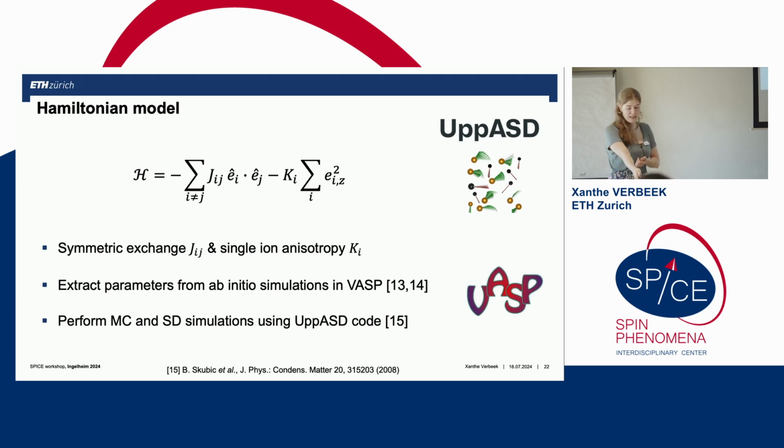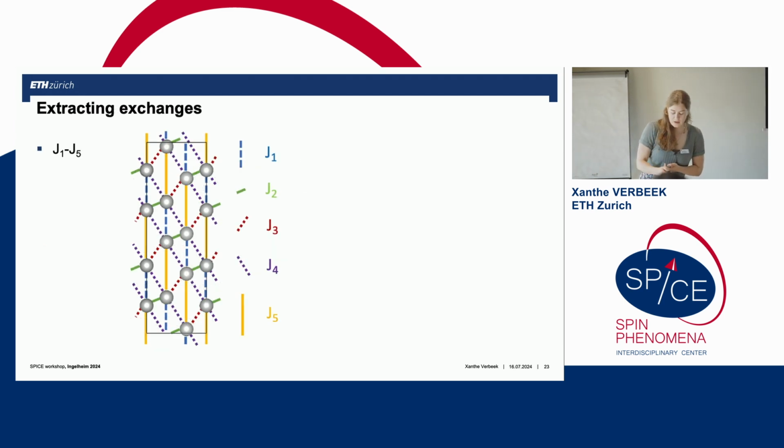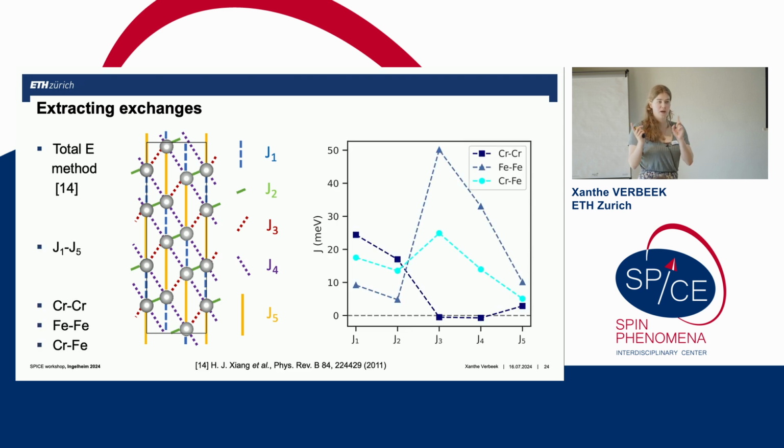I extracted the magnetic exchanges up to fifth nearest neighbor, which in the corundum structure looks like this, where they're arranged from shortest interatomic distance to longest. The J2 looks shorter, but that's due to the projection. And I used a finite energy difference model where we're comparing the different energies between ferromagnetic ordering and antiferromagnetic ordering to determine the exchanges. And I looked at chromium-chromium, iron-iron, and chromium-iron exchanges.